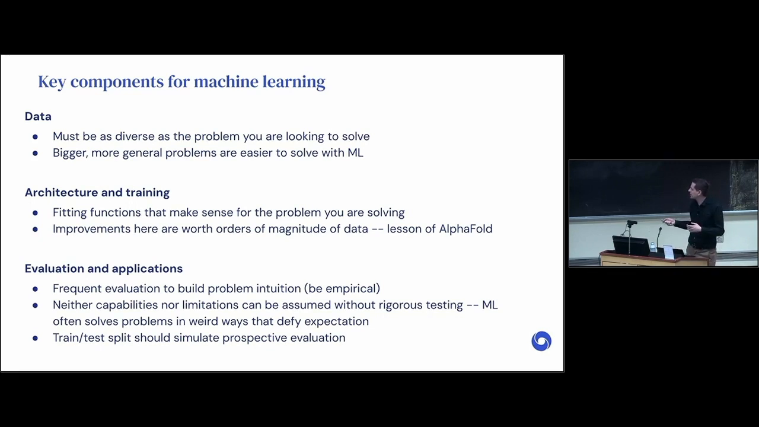And so we've got lots of opportunities in architecture and really evaluating well. And you can't assume either capabilities or limitations, right? You can't assume that it's mutation sensitive. You can't assume anything else without rigorous testing. These ML models often solve problems in ways that defy expectation, and that train-test split should really look like how you want to use it in anger and how your colleagues are going to use it before doing experiments.